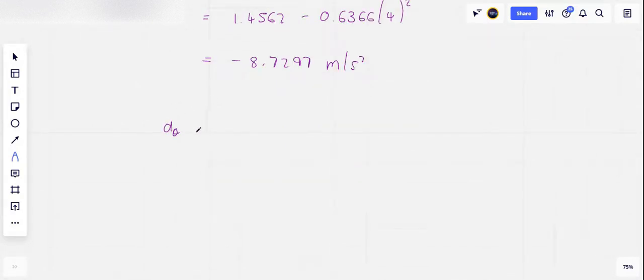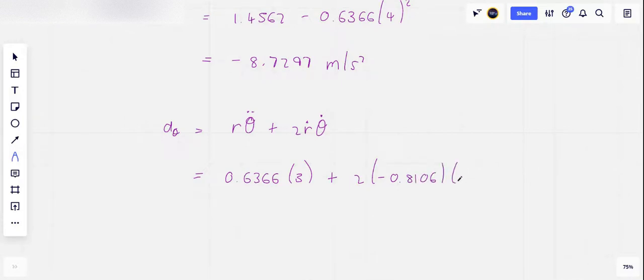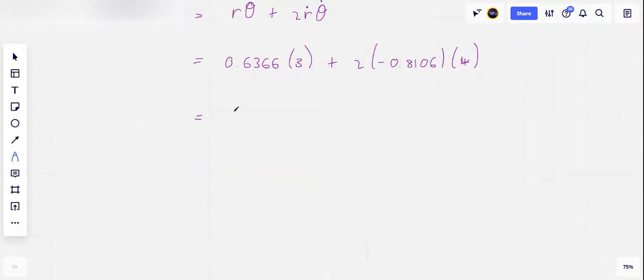The angular acceleration, a theta, is r theta double dot plus 2 r dot theta dot. Again, we can substitute values into this. That's 0.6366 multiplied by 3 plus 2 into minus 0.8106 times 4, which gives us the angular acceleration to be minus 4.5747 meters per square second.